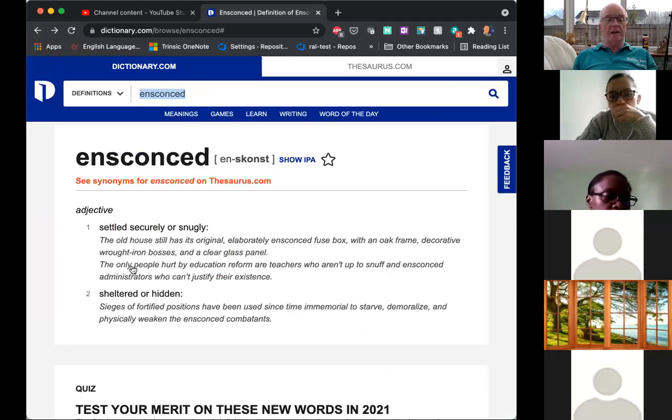Okay, ensconced. The only people hurt by education reform are teachers who aren't up to snuff, so teachers who are no good, and ensconced administrators who can't justify their existence. So, we all know what bureaucracy is. Does everybody know what a bureaucracy is?